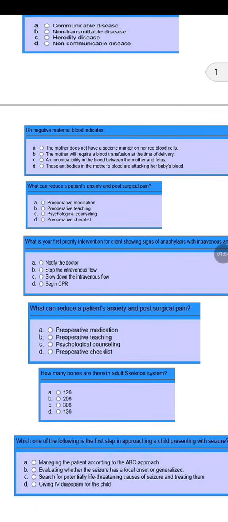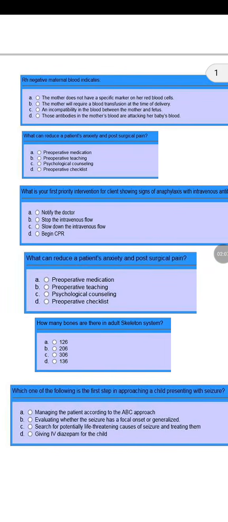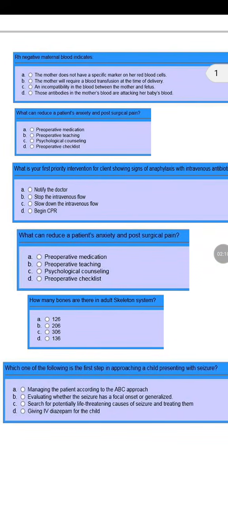What can reduce patient anesthetic and post-surgical pain? Preoperative teaching.